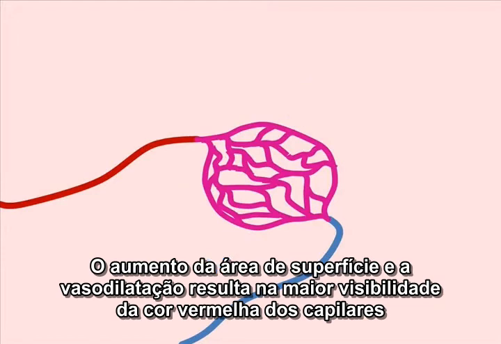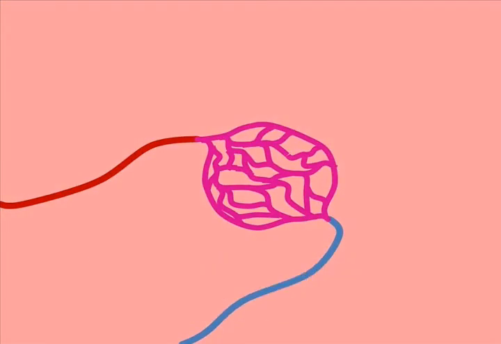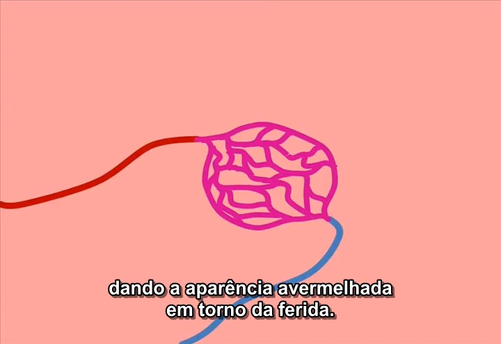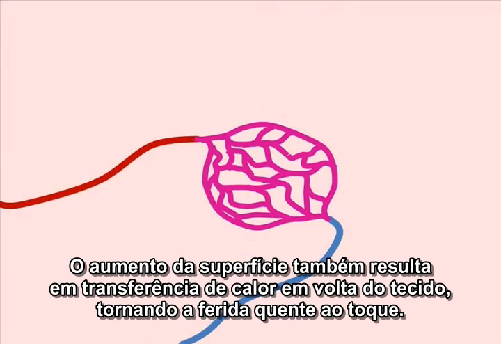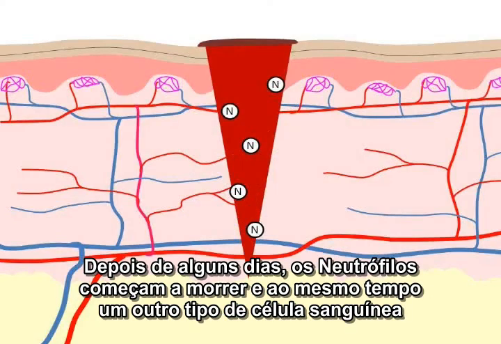The increased surface area of the dilated vessels results in greater visibility of the red-colored capillaries, giving the skin around the wound a more reddish appearance. Increased surface area also results in greater heat transfer to the surrounding tissue, making the wounded area warm to the touch. After a couple of days, the neutrophils begin to die off.